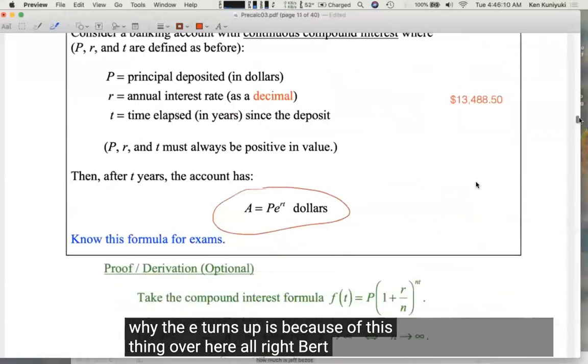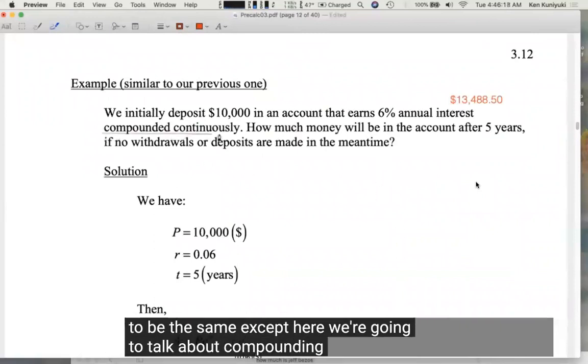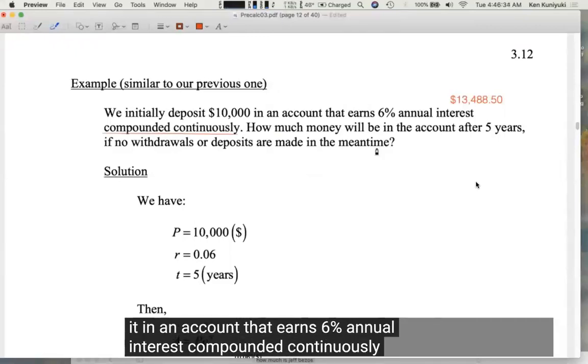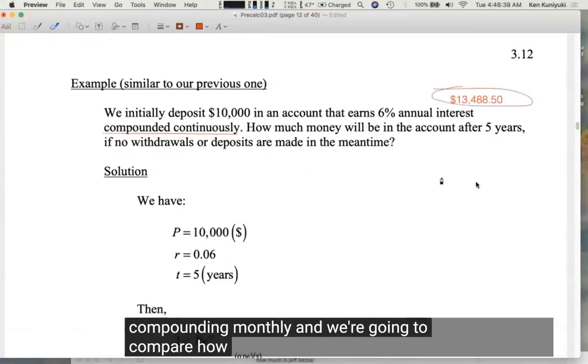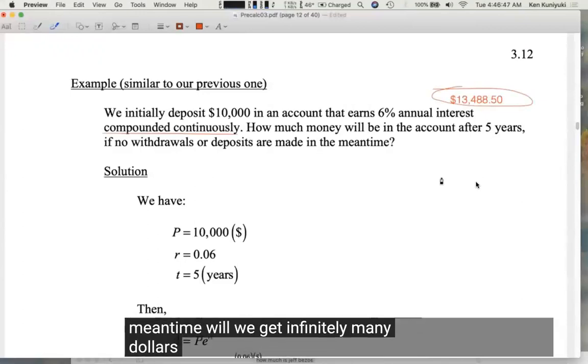All right, PERT. So let's apply PERT. So everything else is going to be the same, except here we're going to talk about compounding continuously, as opposed to monthly, like before. So once again, we initially deposit $10,000 from under our couch cushion. We deposit it in an account that earns 6% annual interest compounded continuously. Remember, this was our result from compounding monthly, and we're going to compare. How much money will be in the account after 5 years if no further withdrawals or deposits are made in the meantime? Will we get infinitely many dollars?